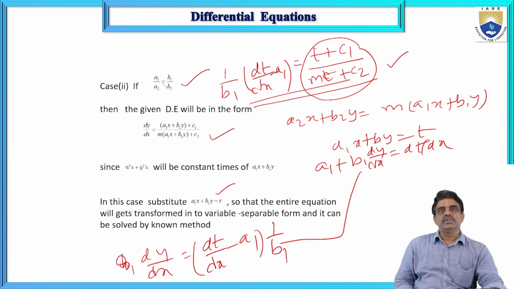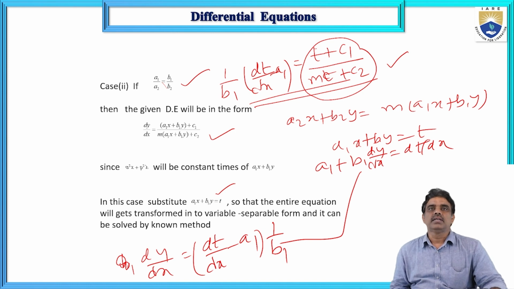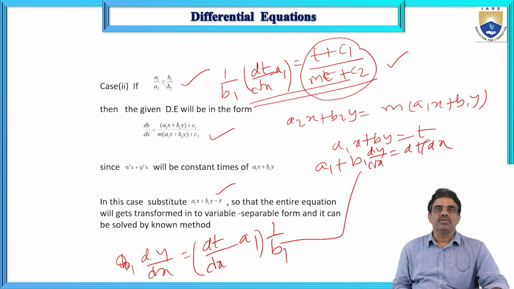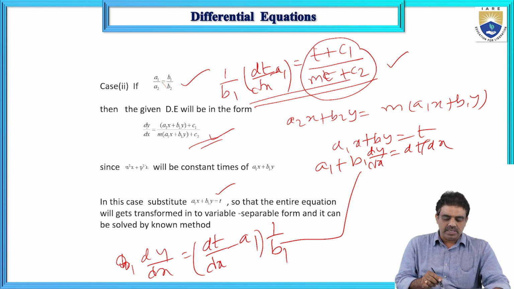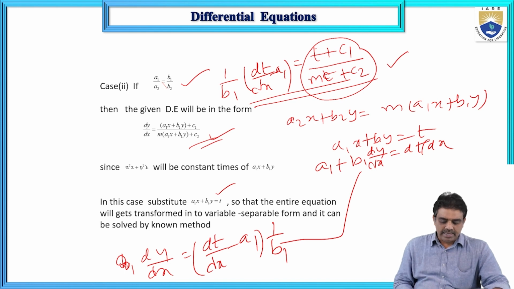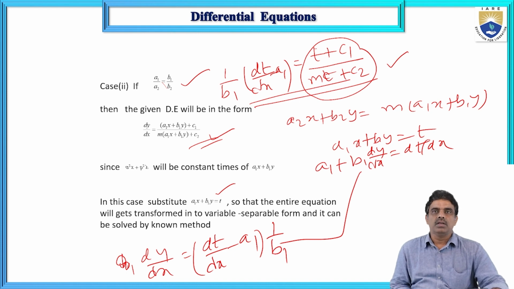Case 2 is if a1 b2 minus a2 b1 is equal to 0, then the differential equation will be written in the given notation, dy by dx is equal to that notation as seen on the board. And this equation can be represented as a variable separable form by taking a substitution. So this is the procedure to solve non-homogeneous differential equations.